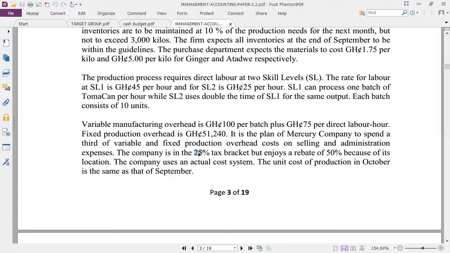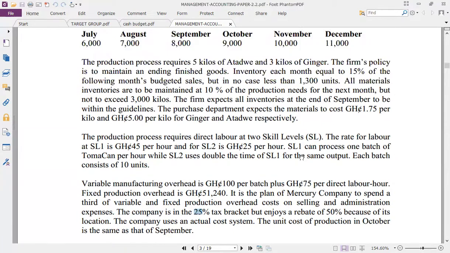That means the tax rate is 25, there's a rebate, a reduction of 50%. So find 50% of 25, that'll give you 12.5. So the actual tax rate that you have to use is 12.5, if there's a profit. Don't forget that we pay tax on profit. So if you calculate a loss, move on. Don't pay tax on loss. So let's see how best you can put it.